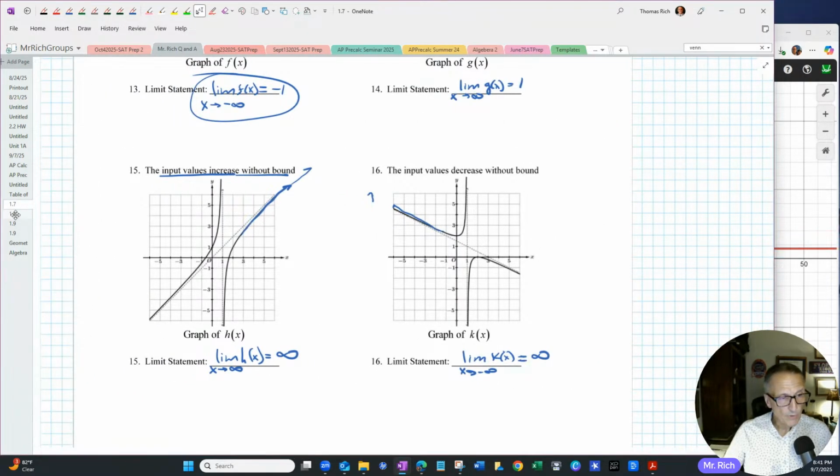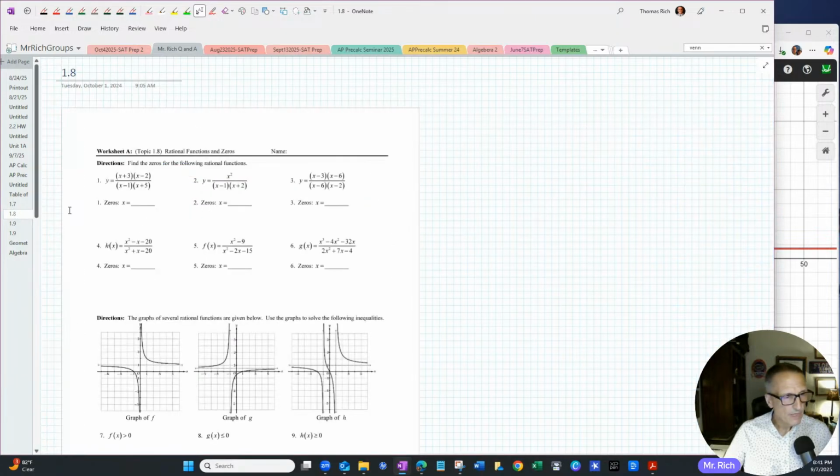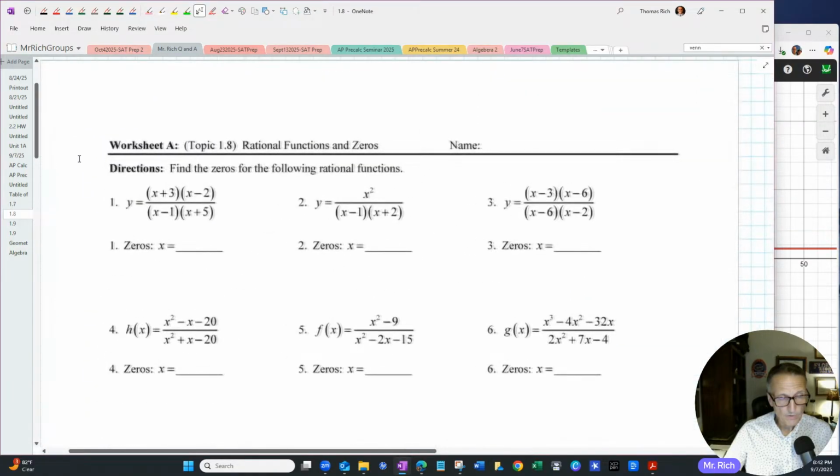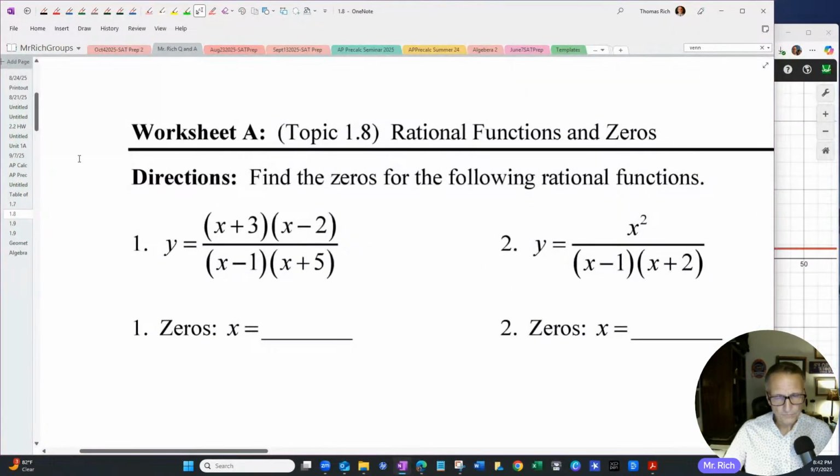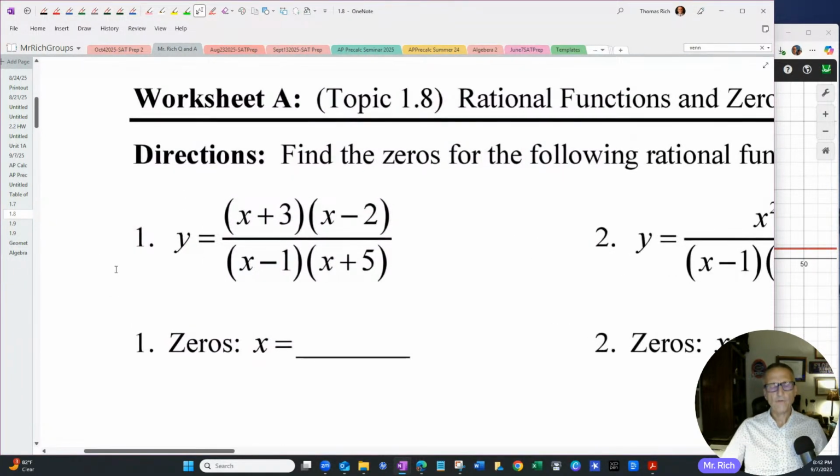That's lesson 1.7 in pre-calc. I'm going to do a little bit in 1.8. And again, this is a review from Algebra 2. Nothing new here. Let's take a look at these rational functions. These rational functions, at least this first one, is already written in its factored form. So you do have a second degree polynomial on the top, second degree on the bottom.